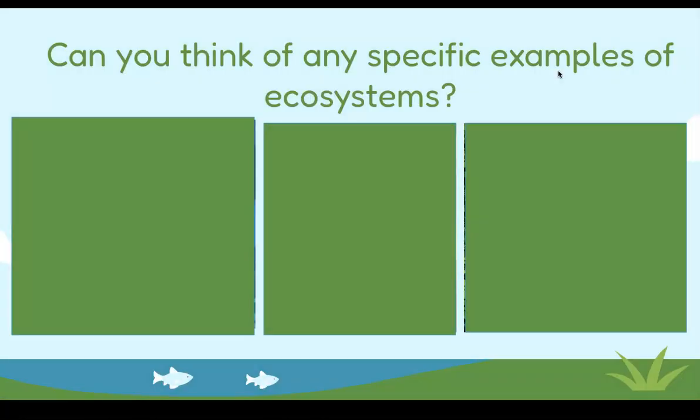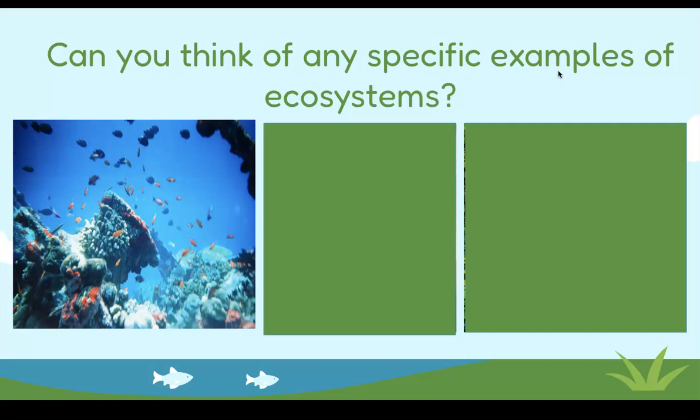Can you think of any specific examples of ecosystems? Take a few seconds to brainstorm some. The first one that comes to mind when I think of an ecosystem is a coral reef. It is so populated with fish and sharks and octopus and coral and lots of different living and non-living things that make it an ecosystem.